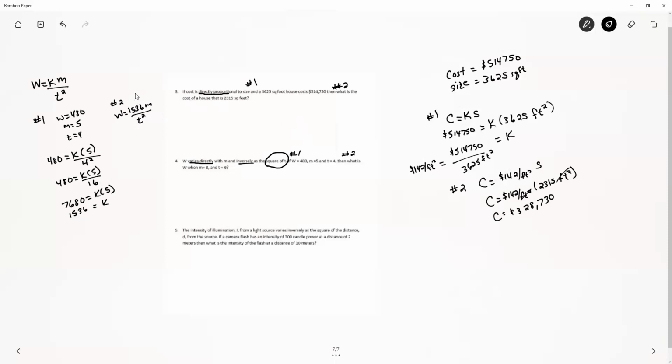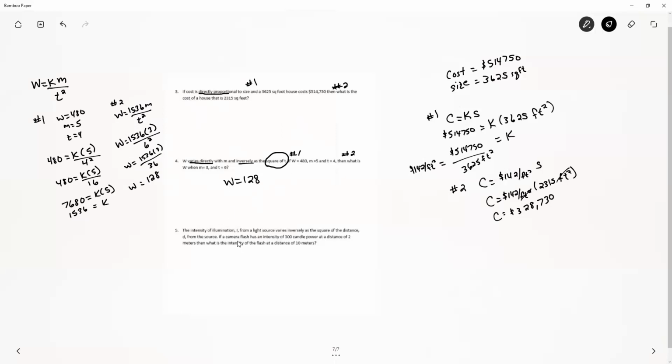Okay, you always have to solve for that K first. What is W when M is 3? So W is equal to 1536 times 3 divided by 6 squared. So 1536 times 3 divided by 36. So multiply by 3, then divide by 36. Your W is equal to 128. So that's the answer. W is equal to 128.